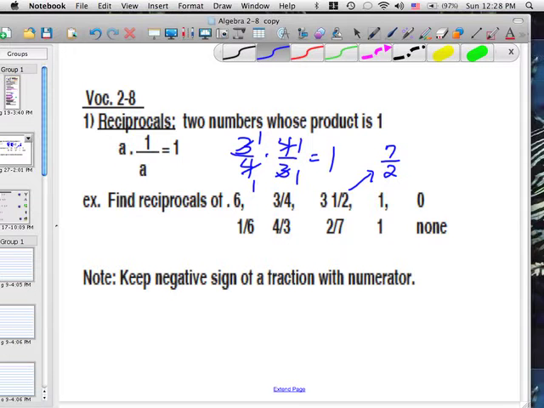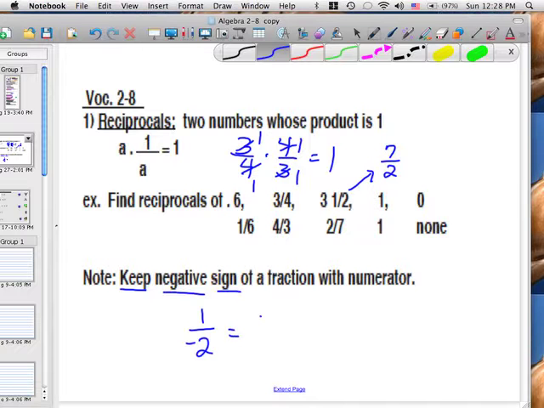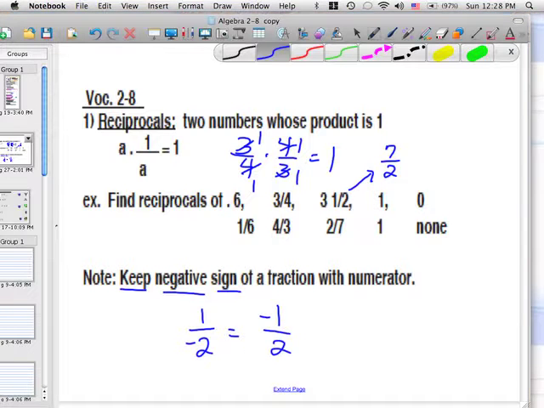When you work with fractions, always keep the negative sign with the numerator. So if the problem starts out like that, you need to move it to the top. Since when we multiply and divide, we work with the numerators, and the same with addition and subtraction.